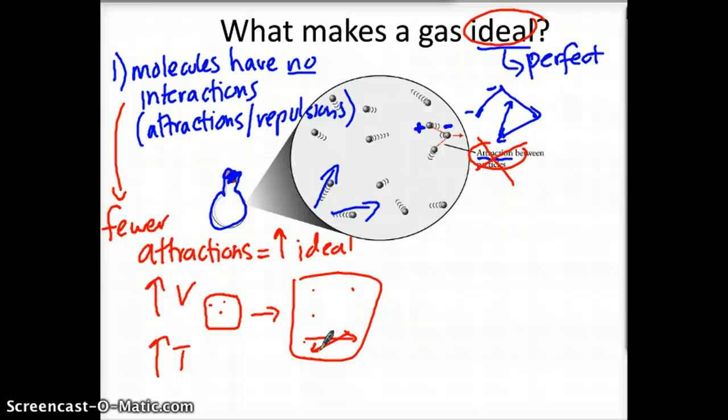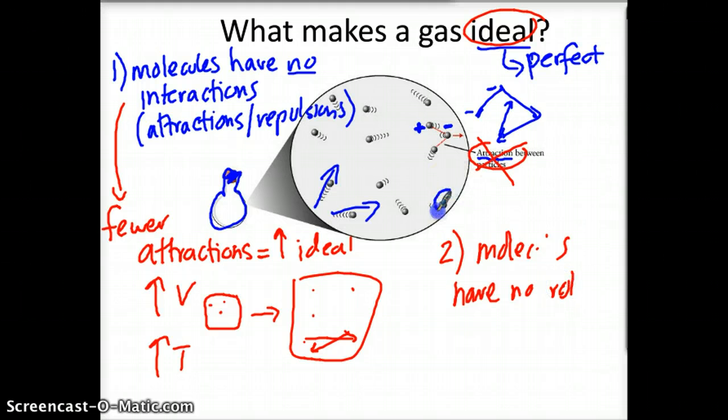And the second characteristic that we need to know about ideal gases, number two, is that the molecules themselves have no volume. Which seems a little tricky, because if you look at this molecule here, that molecule is taking up some space in the container. But what we want to assume, sorry for spelling, is that this volume is so small compared to the volume of the container that it almost doesn't matter because it's so tiny.